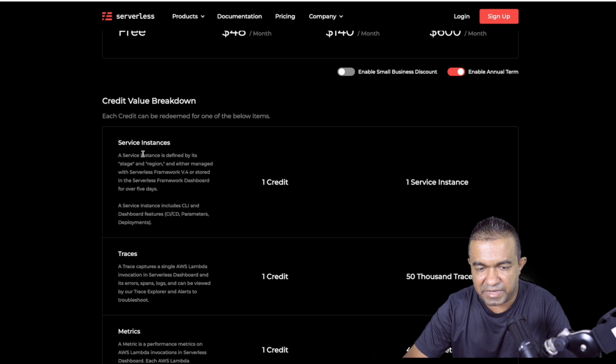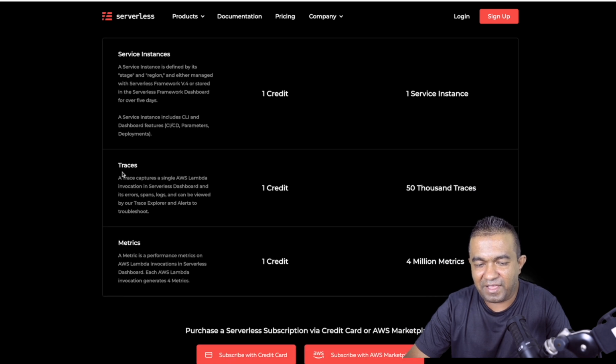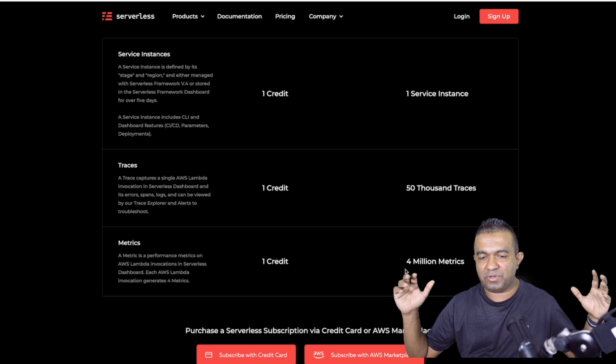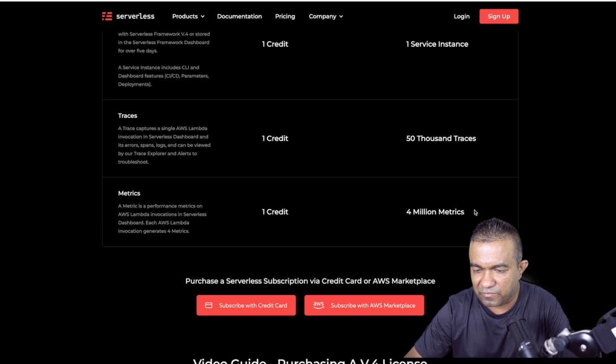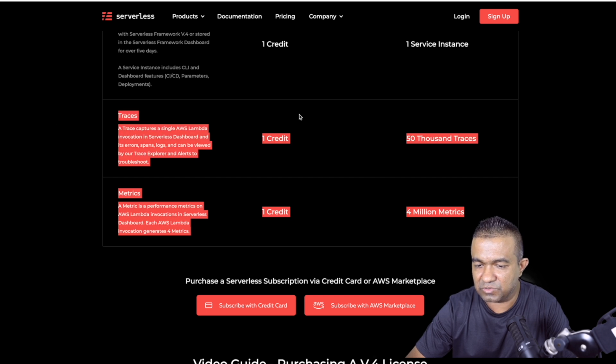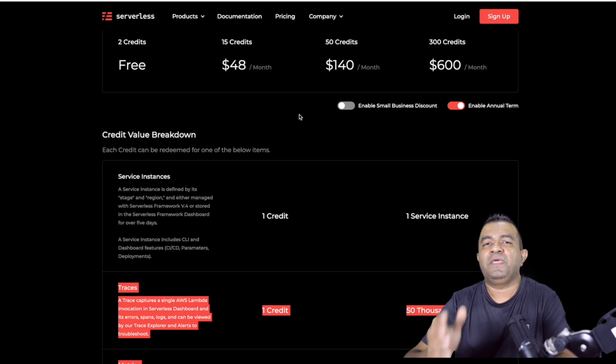So this is what I was explaining. One service instance is 1 credit, and you have 2 free credits, so that means as long as you are running 1 service, you should be good to go. And then if you have tracers, this is a little bit complicated: 50,000 traces is 1 credit, and 4 million metrics is 1 credit. I didn't dig into that, but I feel like that would be a kind of hidden cost. So the point is, I'm not going to talk this deep.